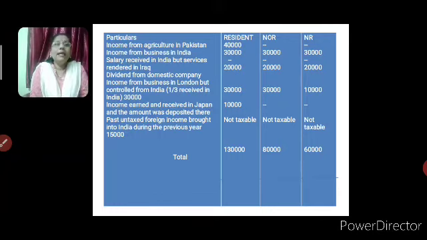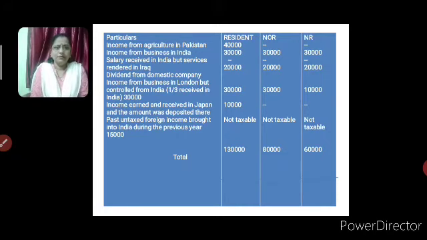Then next is the dividend from domestic company, nil, because dividend from a domestic company is exempted from tax under section 10(34). If it is a dividend from a foreign company, then it will be liable to tax. Okay. Then next, income from business in London but controlled from India. And next, what is given? 1/3 received in India. So 30,000 will be liable to tax for the resident and the not ordinarily resident, whereas we have to consider 1/3 received in India, 10,000, for the non-resident.